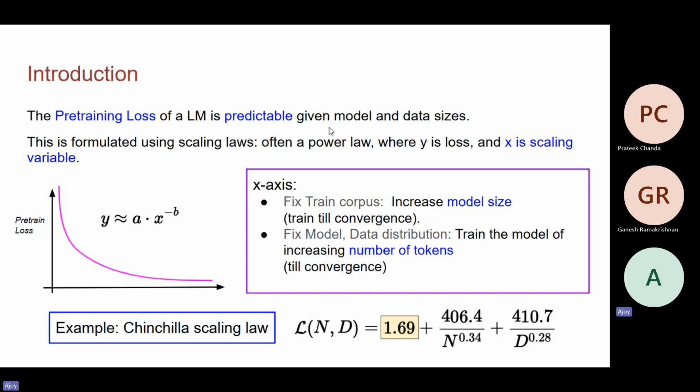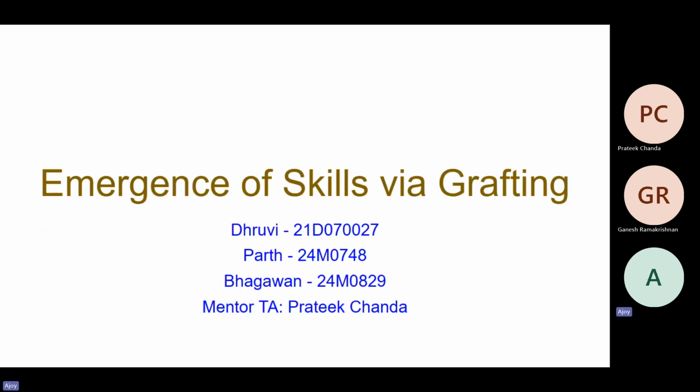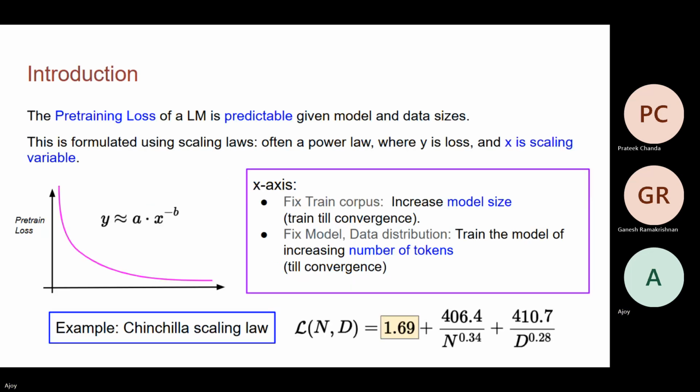First, yes, titles. The tentative title for our project is Emergence of Skills via Grafting. I'm Bhagwan, Dhruvi, and Parth. We will present in this order. Our TA mentor is Prateek. Next slide.